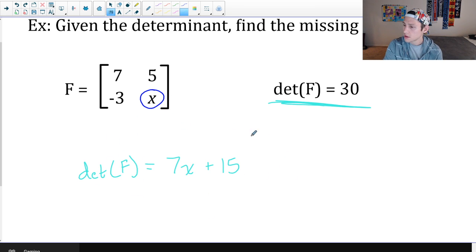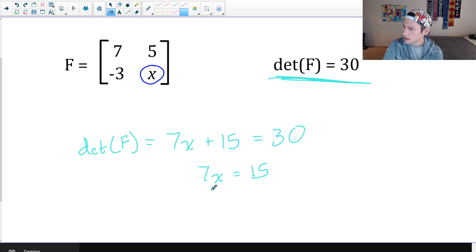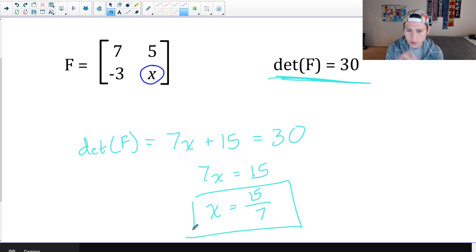And we already know that once we calculate the determinant, whatever this is, it's going to equal 30. So let's just set it equal to 30. And then now I can just solve this equation. 7x plus 15 equals 30. So I'll subtract 15 from both sides. So 7x equals 15. Divide both sides by 7. X equals 15/7.